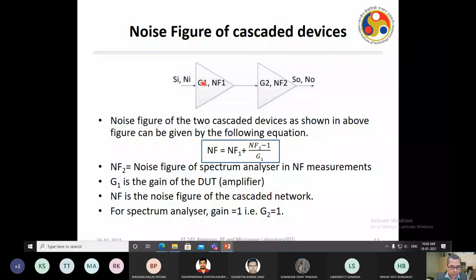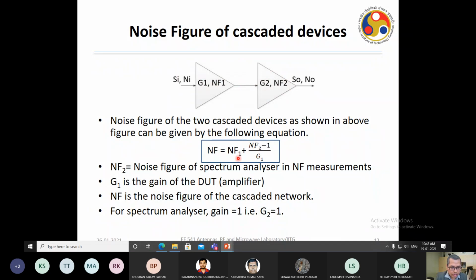This is a series connection of a device 1 and device 2. When I want to measure the noise figure of an amplifier, I actually use this second device as a spectrum analyzer. This is the amplifier. First device is the amplifier, and the second is the spectrum analyzer. So if you have a series connection of cascaded device, device 1 and device 2, you can find out noise figure as NF1 plus NF2 minus 1 by G1.